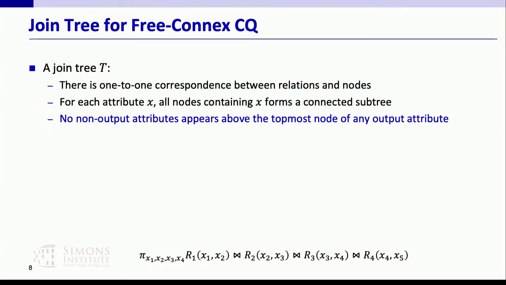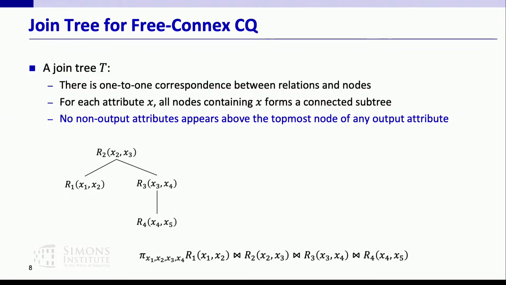So what is a free-connex query? There are many different definitions here. I just introduced one based on the join tree. I think you had this in the previous talk, so let me just quickly go through this. A join tree is a tree structure such that there is a one-to-one correspondence between the relations and the nodes. Suppose this is the conjunctive query, and we will have R1, R2, R3, R4 as the nodes of the tree. For every attribute, all the nodes containing this attribute form a connected subtree. You can check, for example, X2: R1, R2 are connected. For X3, R2, R3 are connected. X4, R3, R4 are connected.